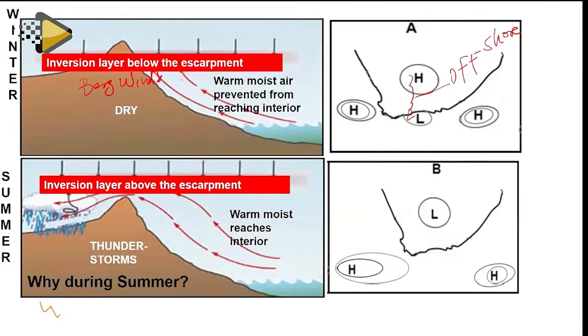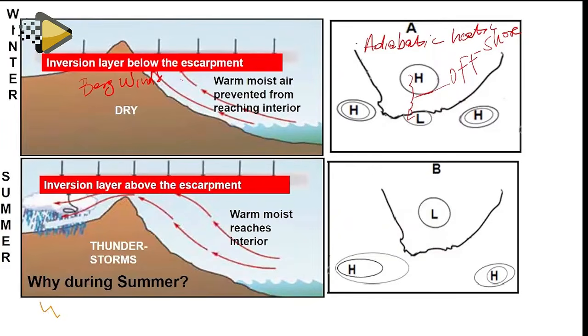Now, an important question to be asked is: we said during winter the temperatures are low, so why are berg winds hot? Because it's a known fact that during winter the temperatures are lower in the interior, but we said berg winds blow from the interior to the coast, and berg winds are hot and dry winds. Why are they hot? It is because of adiabatic heating of air. Berg winds are hot because of adiabatic heating.